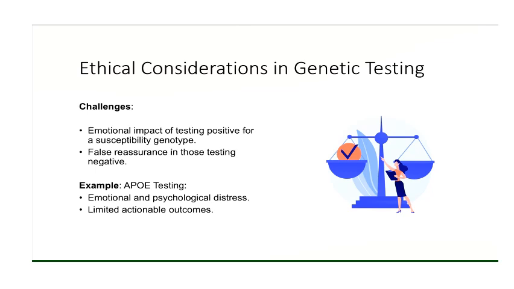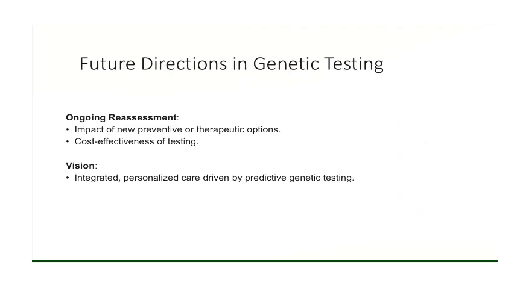Genetic testing raises ethical concerns, such as the psychological impact of knowing one's susceptibility and the false reassurance of a negative result. For instance, APOE testing for Alzheimer's can cause distress due to limited actionable outcomes, making careful counseling essential. As genetic testing evolves, its utility must be continually reassessed with the development of new preventive and therapeutic options. The ultimate goal is to integrate genetic testing into personalized care, improving outcomes and enabling precision medicine.